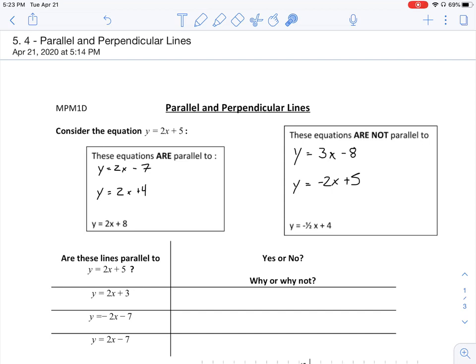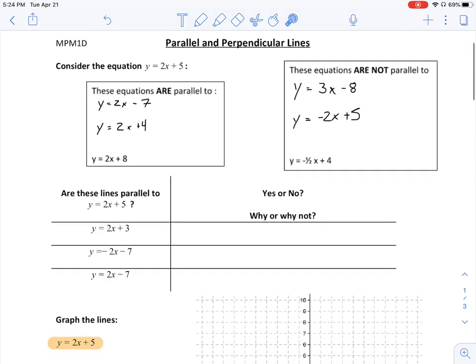So when we consider the equation y equals 2x plus 5, these are equations that are parallel to our given equation at the top. Y equals 2x minus 7 is parallel. Y equals 2x plus 4 is parallel. And y equals 2x plus 8 is parallel. The equations over here are not parallel: y equals 3x minus 8, y equals negative 2x plus 5, and y equals negative 1 over 2x plus 4.